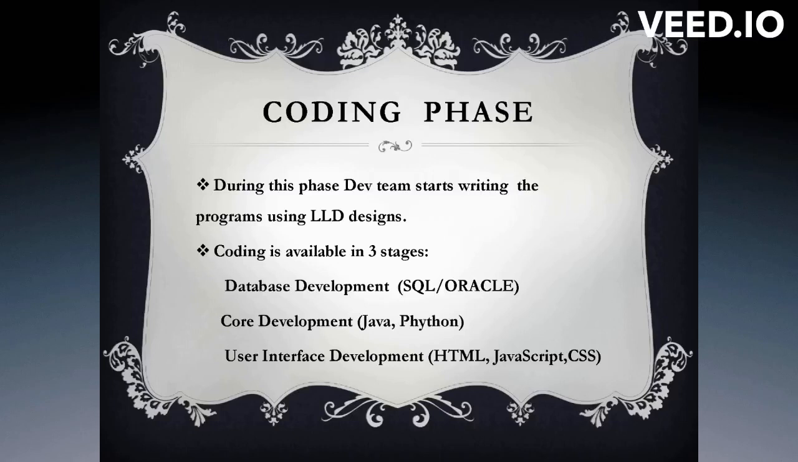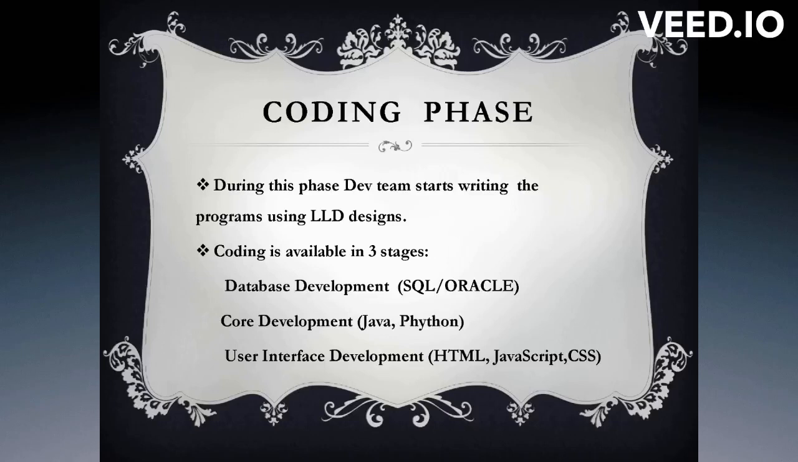And code development. Code development, you can say, is an intermediate level where the programs are written, the coding part, where Java and Python will be used. These are simple examples, as the programming languages are many, but here I have taken only Java and Python. And coming to the next one, that is user interface development: HTML, JavaScript, CSS.